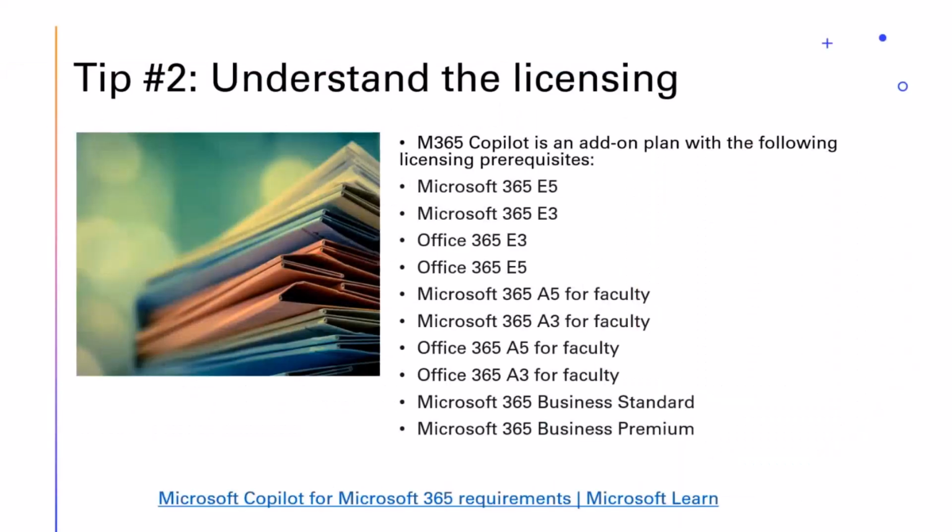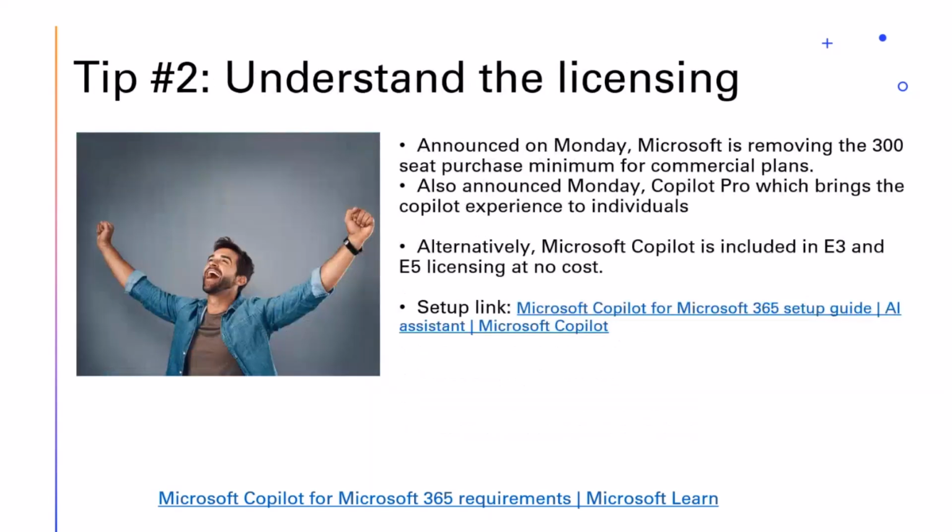Next is really just to understand the licensing. This changes day by day, literally. I made this presentation this weekend and it changed Monday. So I'm going to skip over this slide, but it is just saying that these are the various licenses that you can add Copilot onto. You'll notice your standard E3, E5, Business Standard, Business Premium. That covers most users in the enterprise. But announced Monday, if you haven't heard yet, Microsoft is removing that 300 seat limit for Copilot.